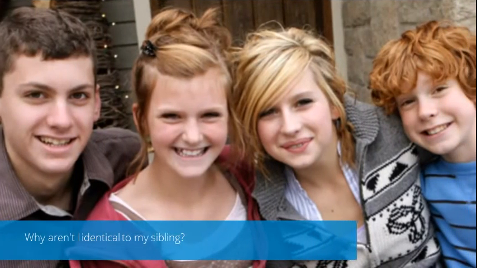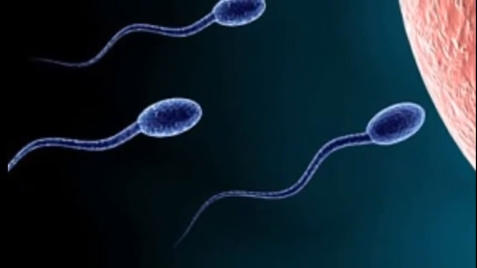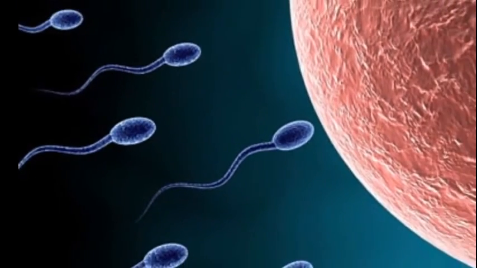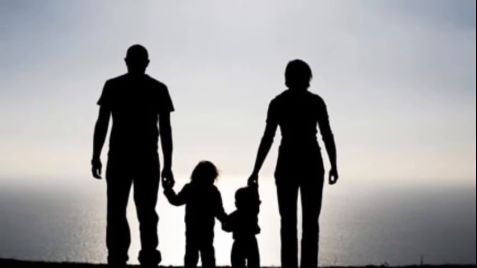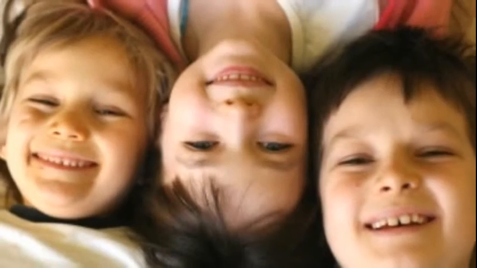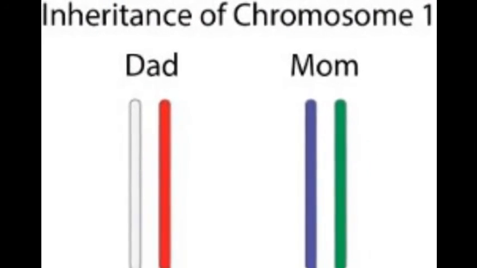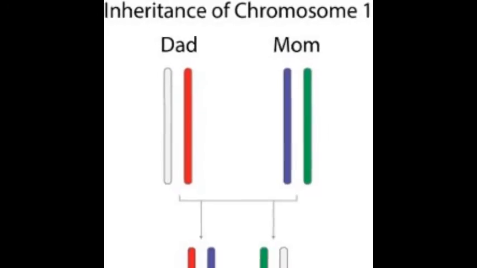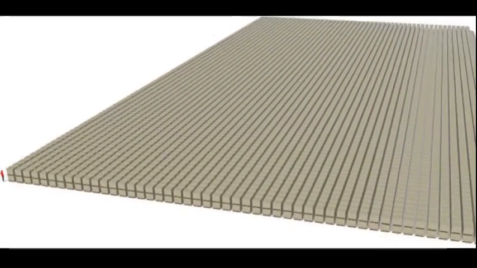Why aren't I identical to myself? Each of these cells, which will be either a sperm or an egg, contain different genetic information despite coming from the same parent. You don't look exactly like your siblings because the DNA is sorted at random. The chances of having the same exact baby are 1 in a trillion, because with 23 chromosomes, there are a trillion possibilities.